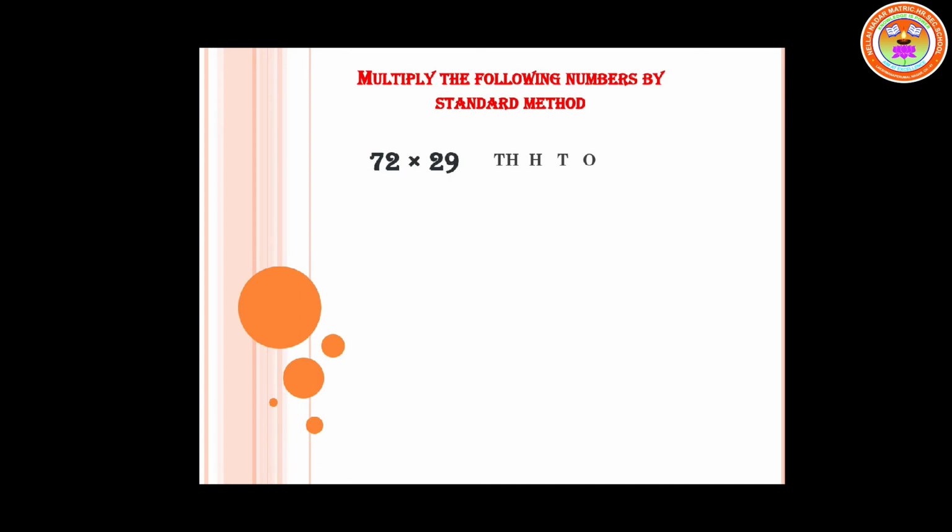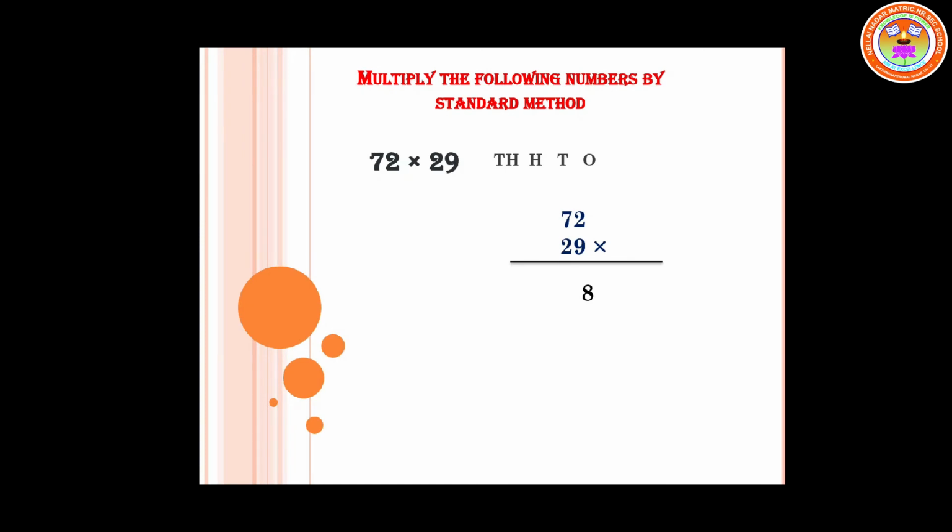Can you guess why I am writing four place values? There's only 2-digit numbers, but I am writing 4. Why? Because when I multiply, I may get place values up to 1000. Okay? So for that purpose only I am writing the place values. Now let me write the numbers like 72 into 29. Yes? Now we are going to start multiplying. Always start with the ones place.